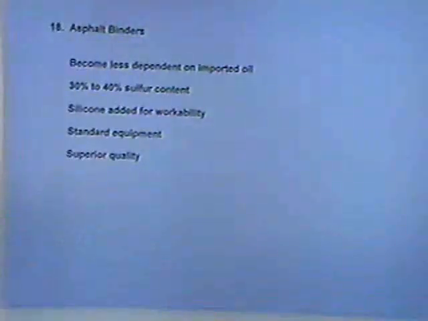Asphalt binders, some things that again are in your notes, talking about the use of asphalt binders or other things to tie it together, or hold the pavement together, rather than the petroleum products. The intent is to become less dependent on imported oil, looking at sulfur content, maybe adding silicone for workability. There's some standard equipment that you can use and maybe even get a better quality pavement. Some of the things that are being used now are crumb rubber in pavements as well.